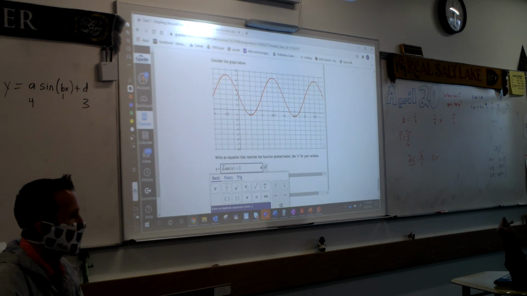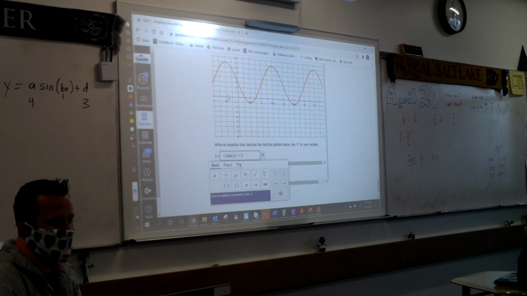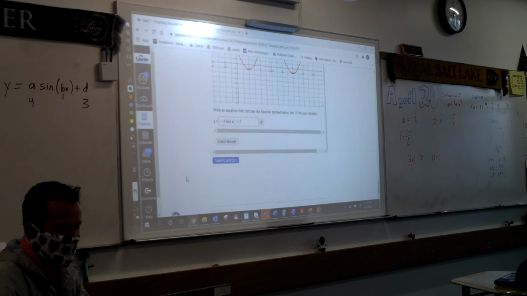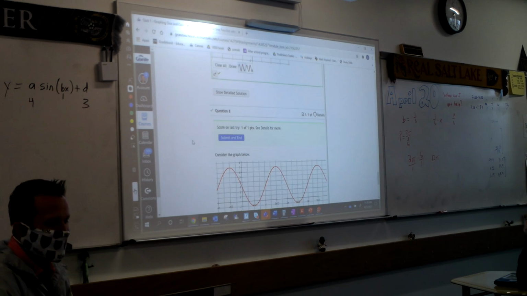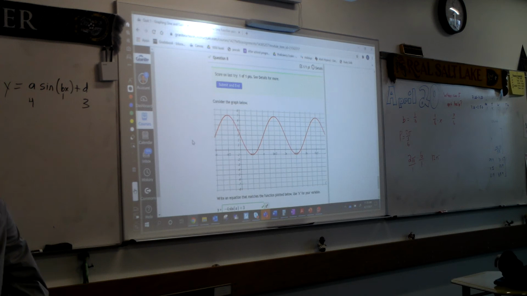It's flipped. It needs a negative. So even though I had the right midline and the right amplitude, you have to check, oh, sine normally goes up first and then down. This one, since it went down first, we had to include that negative. So there you go. That is how you do quiz number 1.